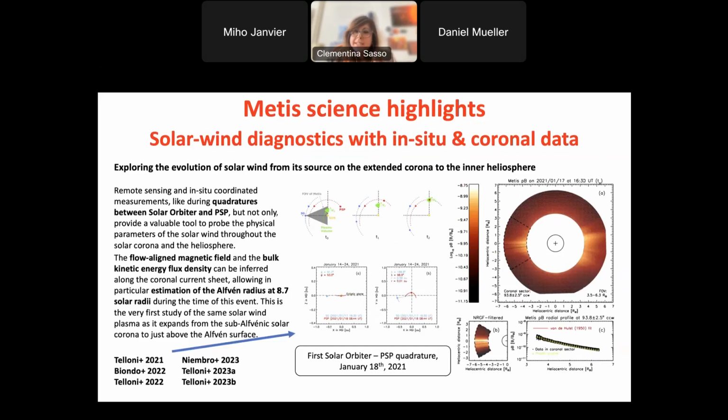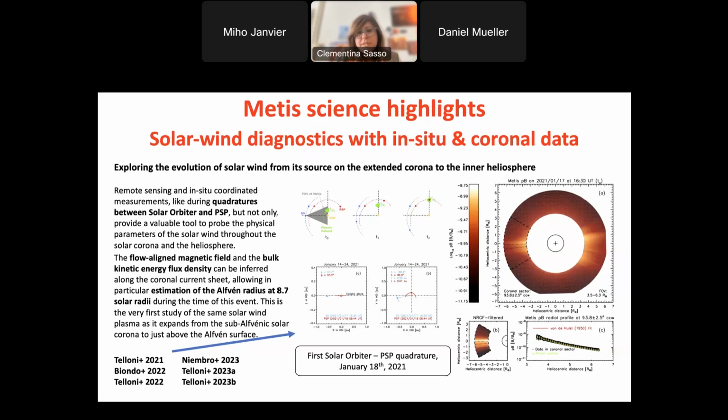So, some highlights from the SOOPs I just mentioned. These are the results from the paper of Telloni et al. 2021, and this is the very first Solar Orbiter and PSP quadrature, which happened on the 18th of January 2021. This was actually the first attempt to explore the evolution of the solar wind from its source in the extended corona, by Metis, to the inner heliosphere, by Parker Solar Probe.